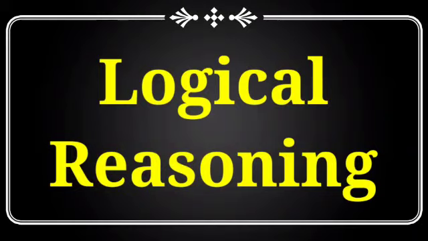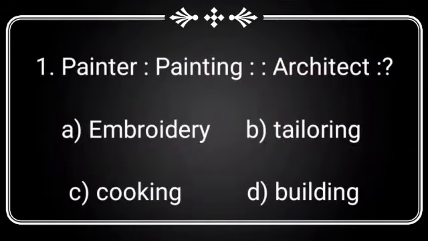Now we want to see some questions and answers. Okay, now see the first question. Painter : painting, architect : question mark. We want to see what is the relationship between painter and painting, and architect and question mark. So what will the answer be?